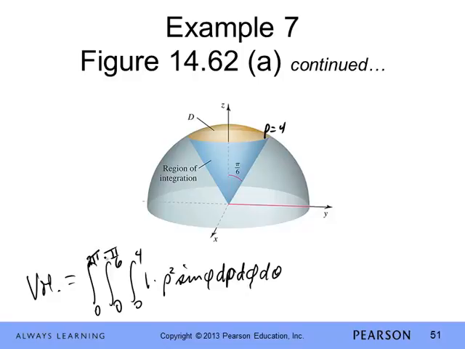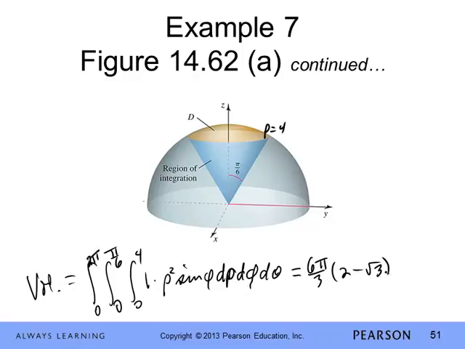And what does that work out to be? You do your first integral with respect to rho, and then integrate with respect to phi, and then integrate with respect to theta. And the whole thing works out to be 64 pi over 3 times 2 minus square root of 3.